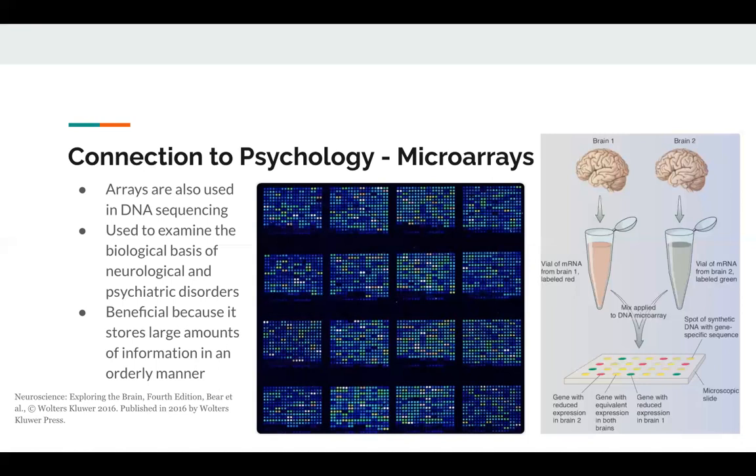The computer can relay all of this information back to us, and the data is used by neuroscientists to identify what genes differ between normal brains and diseased brains. This is beneficial because microarrays can store large amounts of information in an orderly manner.